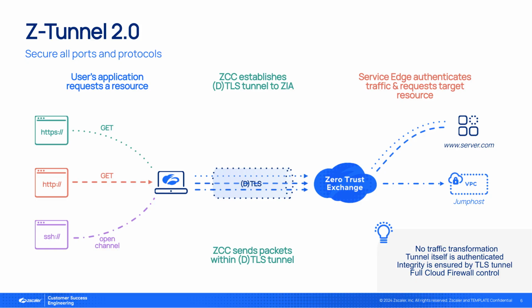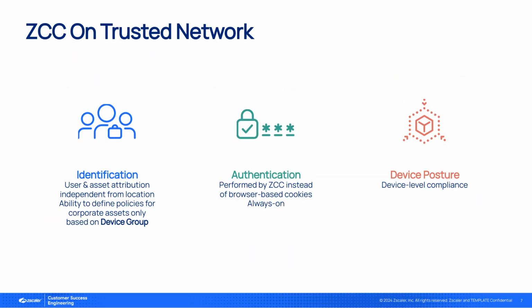In addition to this, Z-tunnel 2 also makes configuring bypasses for certain applications or to certain destinations much easier. For these reasons, it's recommended that you leverage Z-tunnel 2 as your primary method of forwarding user traffic to the Zero Trust Exchange. Zscaler recommends that you do this even when users are on-premise and behind GRE or IPsec tunnels.